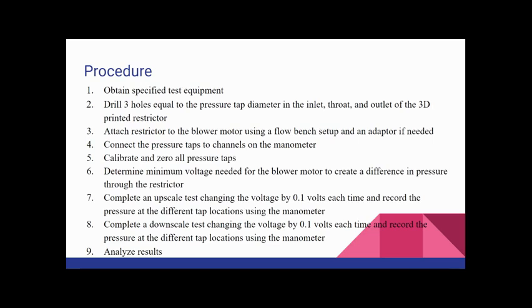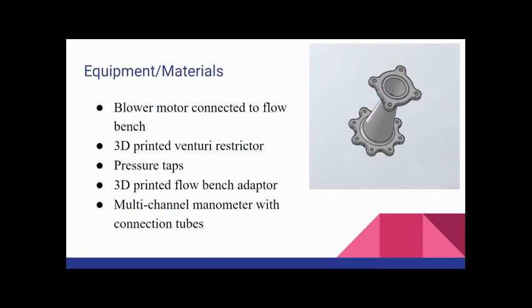Determine the voltage needed to go to the blower motor to be able to change the pressure going across the restrictor. For us, we started at about 1.3 volts, which was when the pressure in the manometer started to change throughout the restrictor. Conduct an upscale and downscale test of this experiment. In our case, we varied the voltage by 0.1 volts and recorded the pressure at the three different tap locations every time. And we did that, like I said, for an upscale and for a downscale. And analyze your results once the experiment is over.